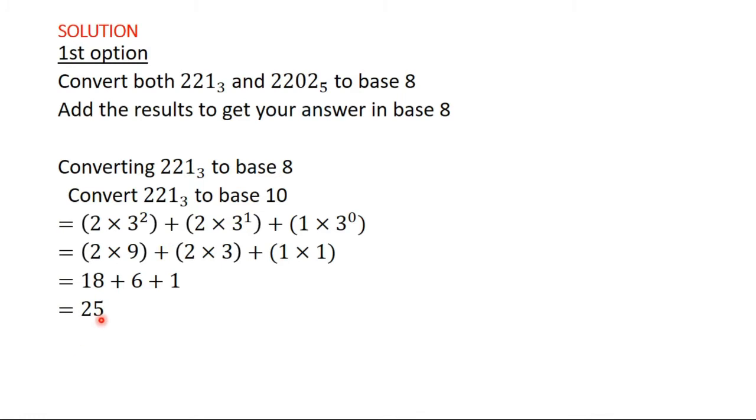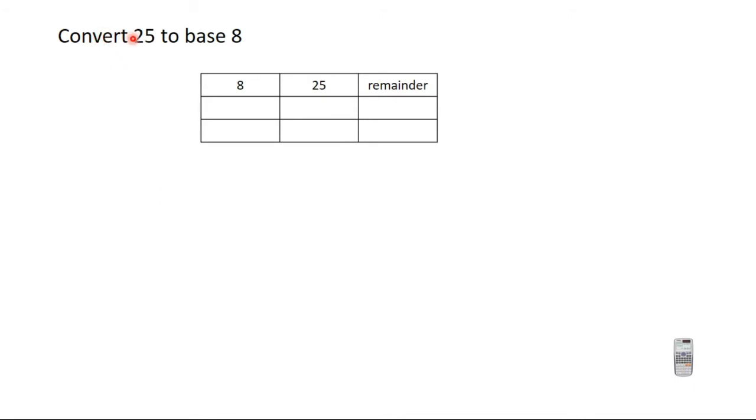We can now convert 25, which is the answer for this in base 10, to base 8. So we have 221 base 3 to give us 25. This is in base 10, but we want it in base 8. So we convert 25 to base 8. In converting 25 to base 8, we draw our table like this. We divide 25 by 8 and that will give us 3, a remainder of 1.